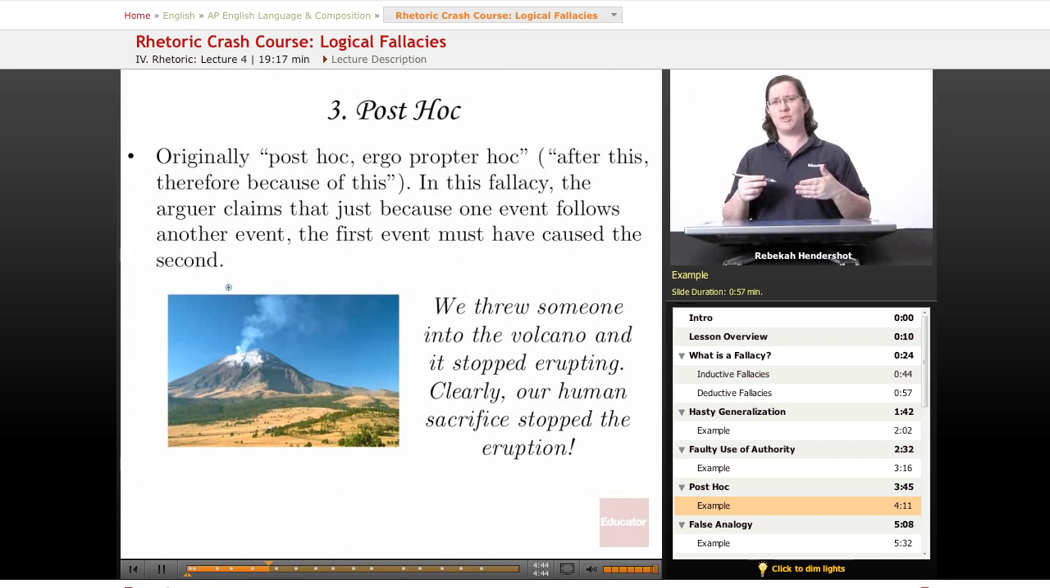No, actually, there was probably another cause. It probably didn't have anything to do with throwing a human body in there unless it was a really small volcano and the body plugged it up. But again, because one event followed another event, somebody assumed that the first event must have caused the second. They made the post hoc fallacy. And this is how people get thrown into volcanoes. Don't do that. Don't engage in the post hoc fallacy, and definitely don't throw people into volcanoes.